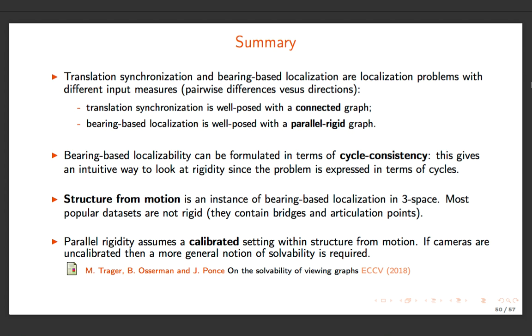Finally, observe that parallel rigidity assumes a calibrated setting within structure from motion. If cameras are uncalibrated, then a more general notion of solvability is needed.